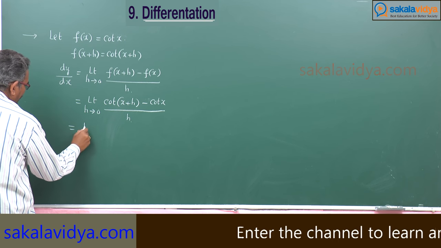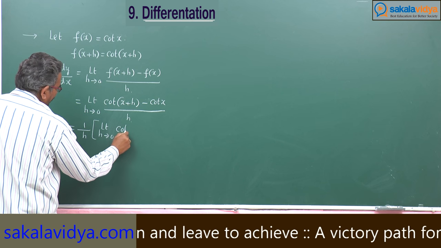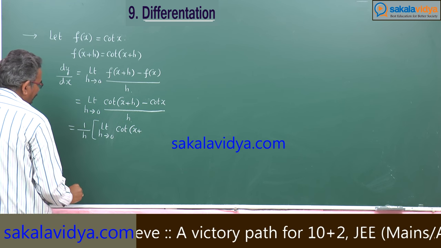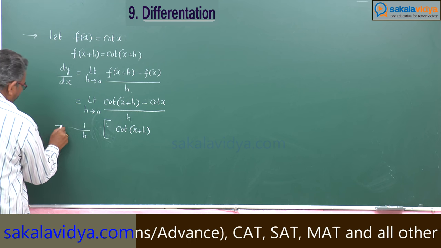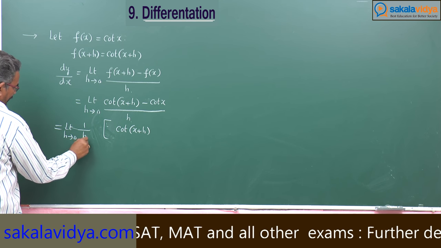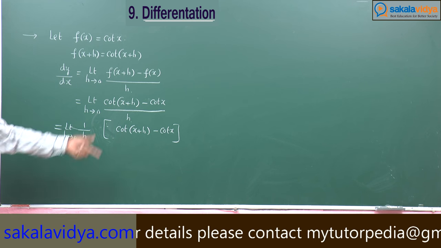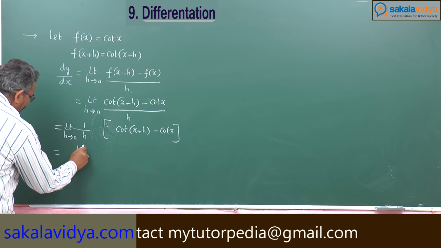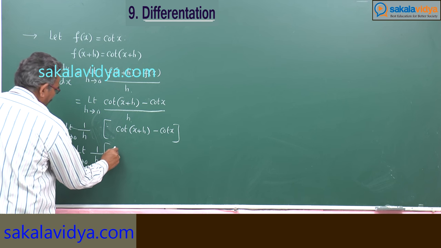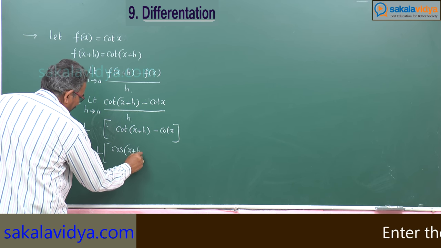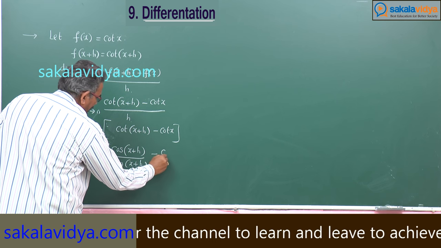For our convenience, limit h tends to 0 of 1 by h into cot of x plus h minus cot x. So, let us change cot x in terms of cos and sin. So, limit h tends to 0 of 1 by h into cos of x plus h by sin of x plus h minus cos x by sin x.